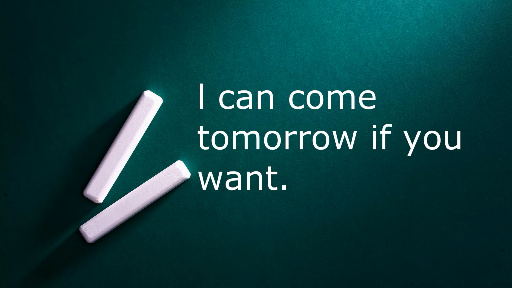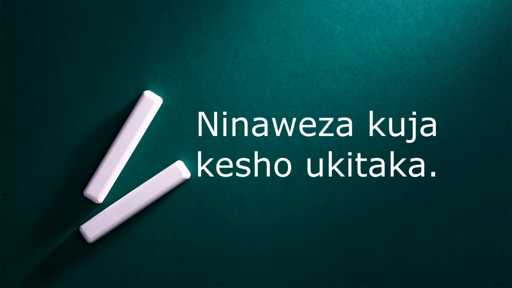A hint for you, you may need to use the ki tense. So did you say, ninaweza kuja kesho, ukitaka? Ninaweza kuja kesho, ukitaka. So remember a bit earlier I had said the first verb you conjugate, and then if you have another consecutive verb, you leave it in its infinitive form. In this case the same applies, except now you have another thought.